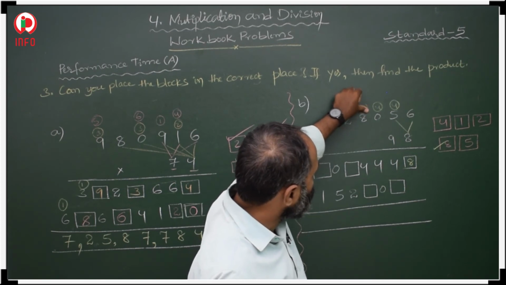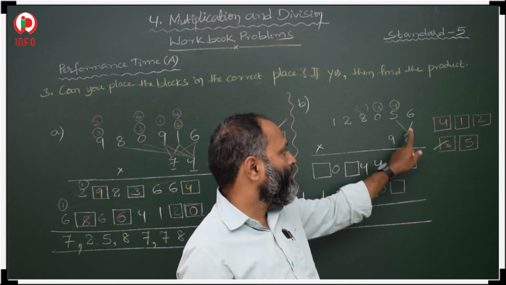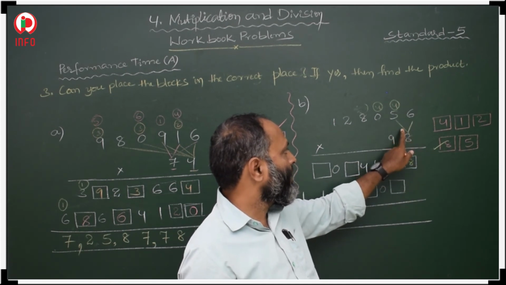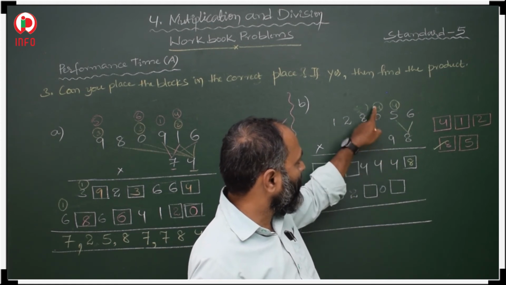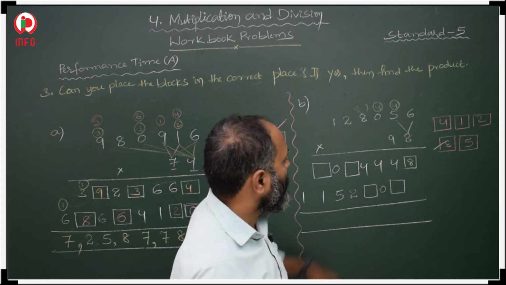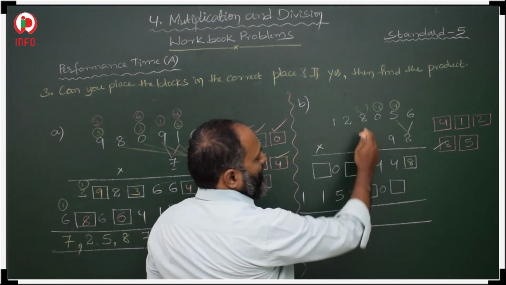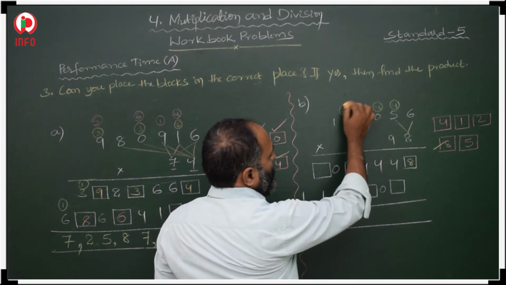Okay. First, once again check. 8 6s are 48 and 4. 8 5s are 40. 40 plus 4, 44. 44 and 4 here. 8 0s are 0. 0 plus 4, 4. Now 8 8s are 64. 64, 4 here and 6 here.